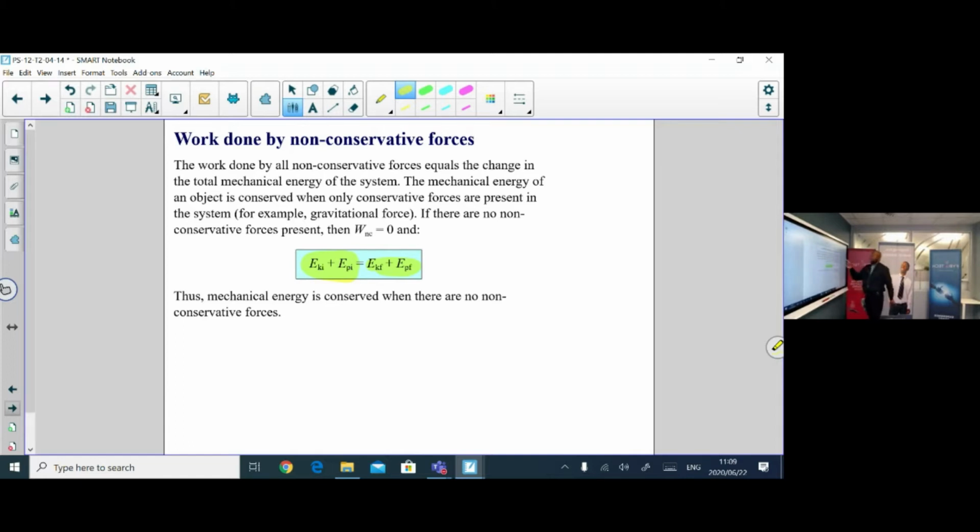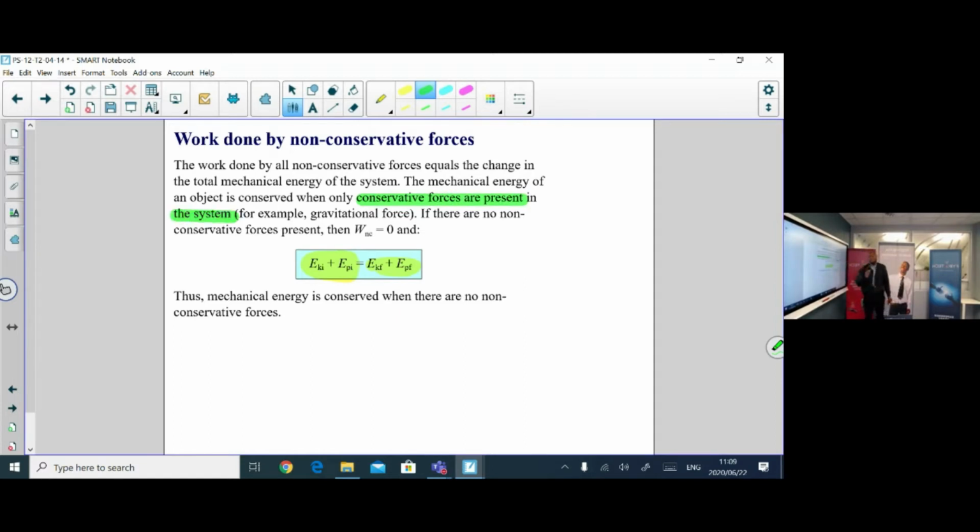Okay, the work done by all the non-conservative forces is equal to the change in the total mechanical energy of the system. In other words, we are going to look at these two that I highlighted. I said we are going to have what? We have to look at the kinetic energy and potential energy. The mechanical energy of an object is conserved. We know that if it's conserved, we are going to have only the conservative forces present in the system.